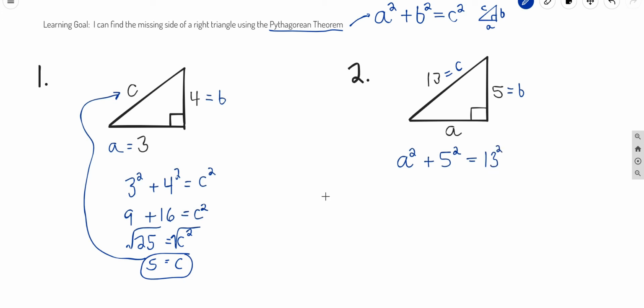Okay, now we do a little bit of simplification just like before. a squared can't be simplified anymore. 5 squared is 5 times 5, that's 25. And 13 squared, I don't expect you to know that, but 13 squared is 169. So we've got that a squared plus 25 is 169. So now notice what's different here is that we've got to isolate our variable. We have to isolate a, or isolate a squared. So that means we need to subtract 25 from both sides of our equation.